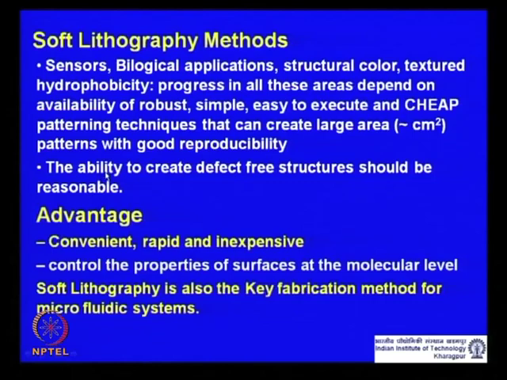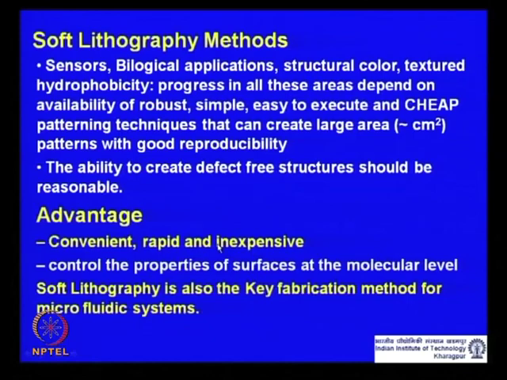So, the bottom line is that the ability to create defect free structures should be reasonable. The advantage is convenience, which is an advantage of soft lithography, and you can also regard it as an advantage of alternate lithography techniques or non-photolithographic patterning techniques. The advantage can be convenient, rapid and inexpensive. Controlling the properties of a surface at the molecular level is also very important and very exciting, and we will see that you can control properties at the molecular level.